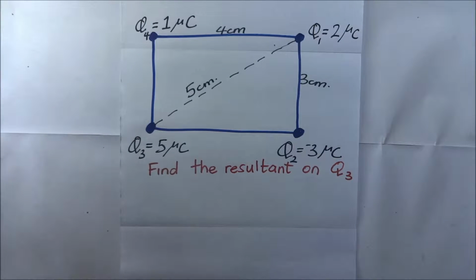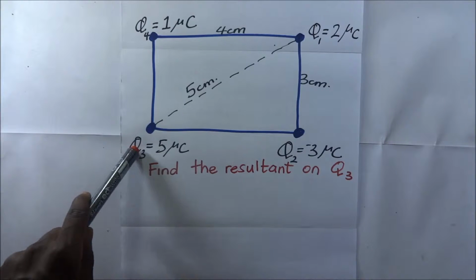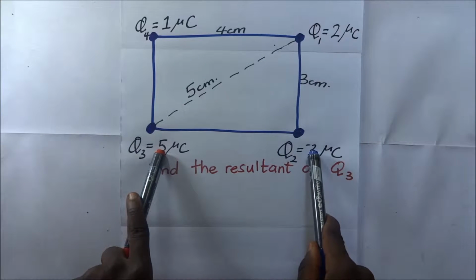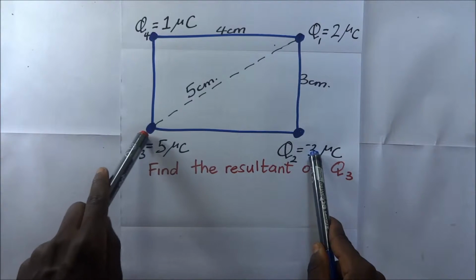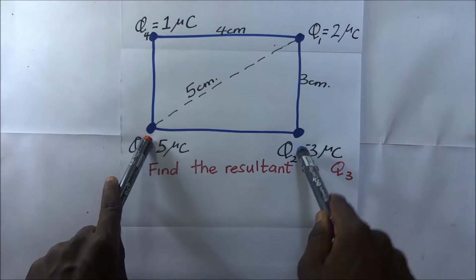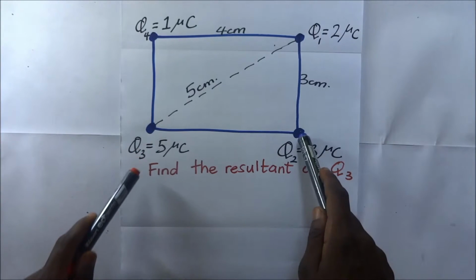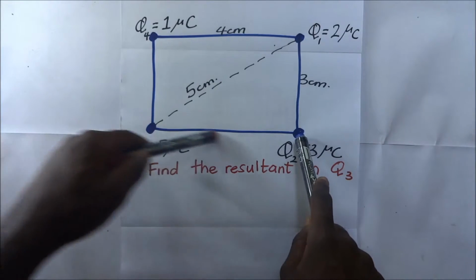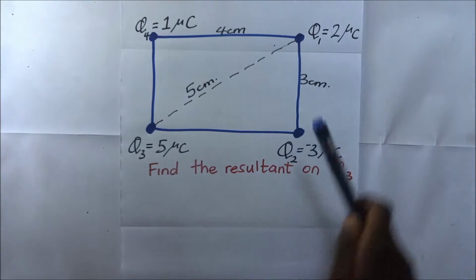Charge Q3 is a positive one, charge Q2 is a negative one. Since unlike charges attract, the force on Q3 due to Q2 will be in that direction because these two attract. So if this charge is to be stationary, it will be pulled in that direction. The force due to Q2 will be pulling this in this direction.